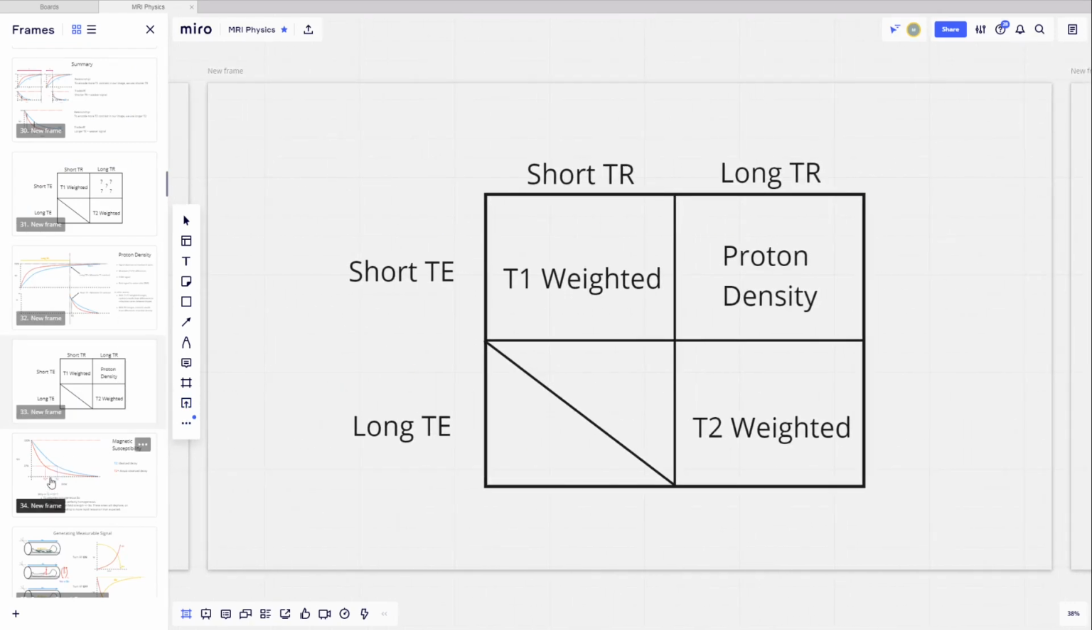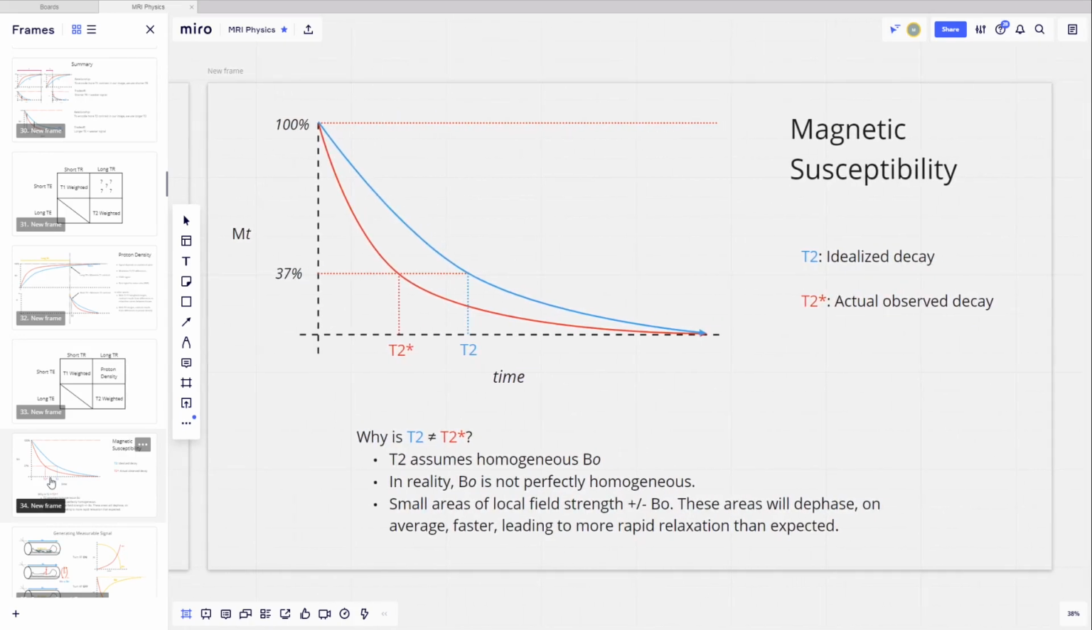Last thing I'm going to touch on here, magnetic susceptibility. Okay, remember back, this is our T2 curve again. Okay, this is not something totally different. This is our T2. Okay, we have transverse magnetization over here on the y-axis, and we have time. What's happening? We turn our RF pulse on and off, and we watch our transverse magnetization decay back down to nothing.